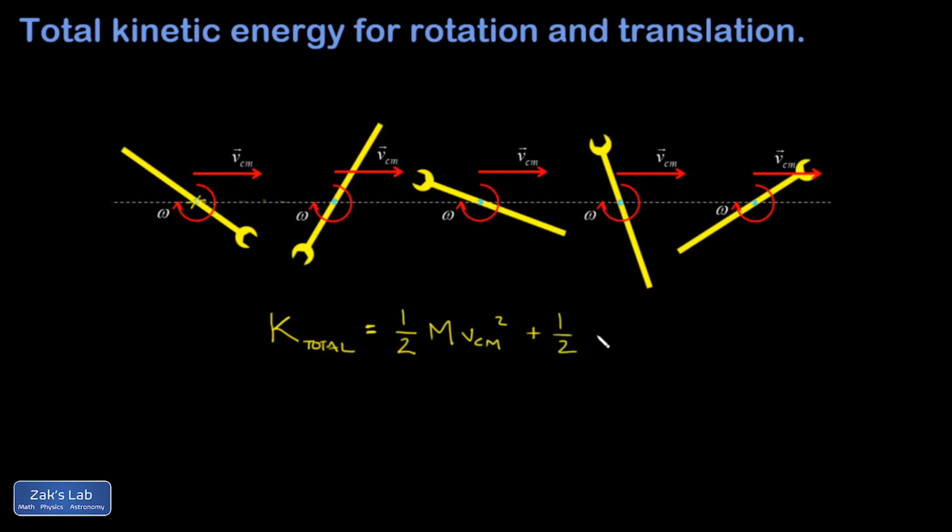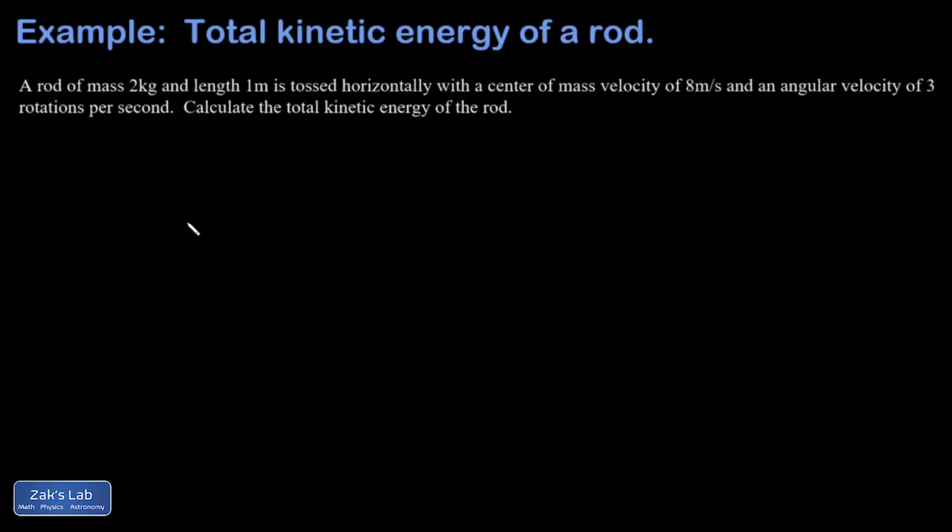plus 1/2 times the moment of inertia with respect to the center of mass. So remember, moment of inertia changes depending on the rotation axis that you choose. So it's critical that I put that little subscript in there to specify that this is the moment of inertia if I use the center of mass as my rotation axis, times omega squared, where omega is the rotational velocity around that point. Let's apply this to a simple example.